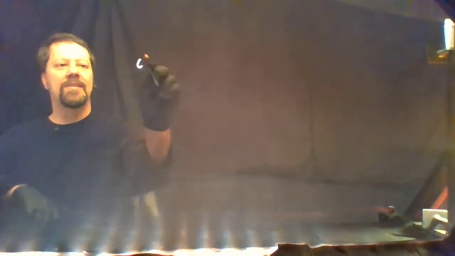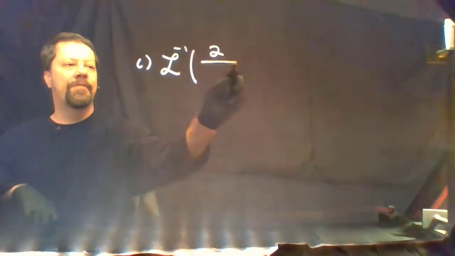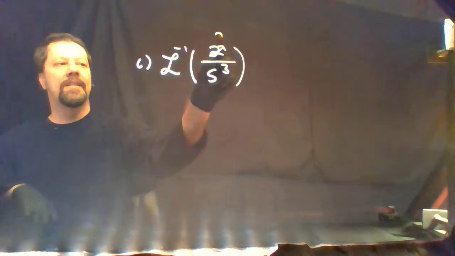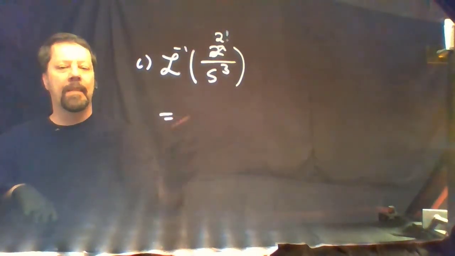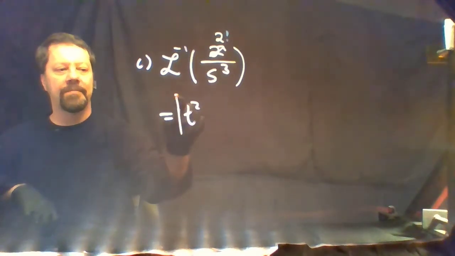On part C, I want the inverse Laplace transform of 2 over s cubed. This is the same thing as 2 factorial over s cubed, so you can see this is going to be t squared.